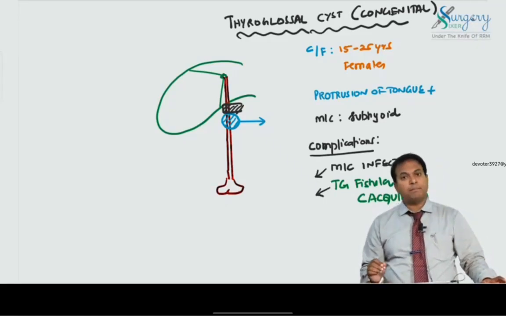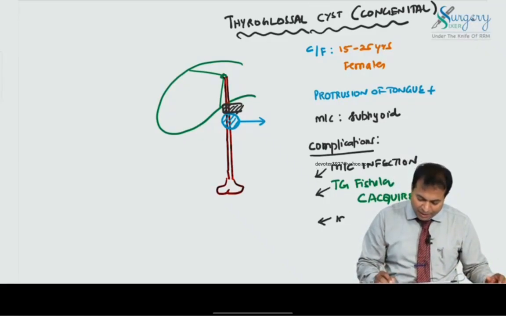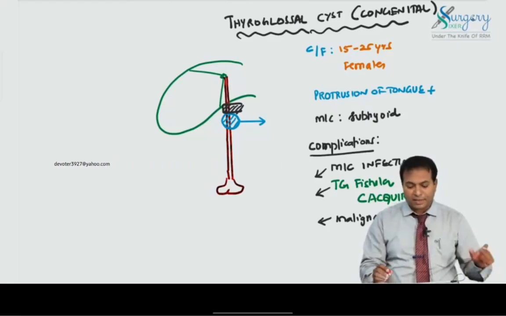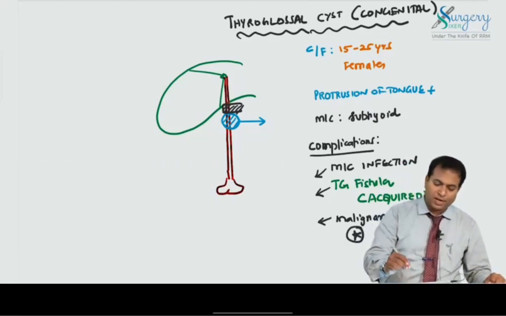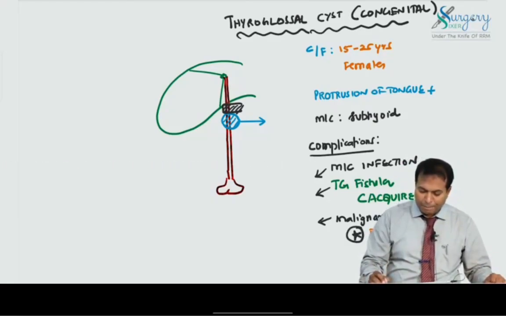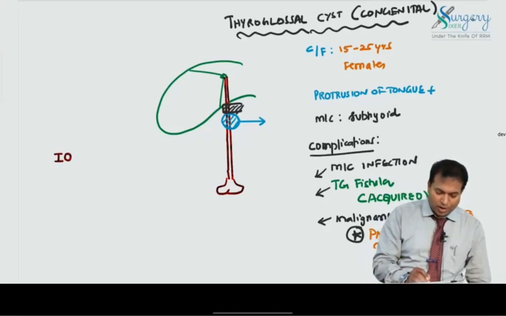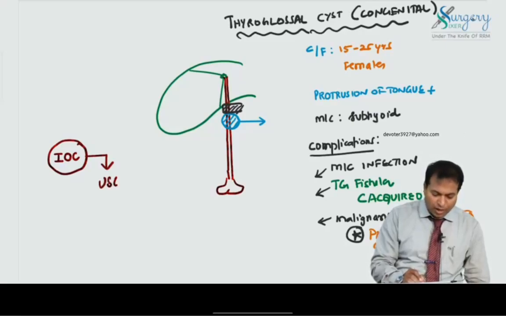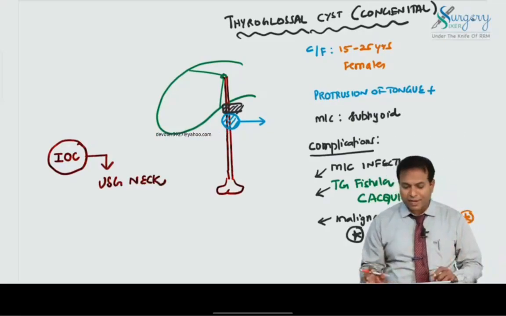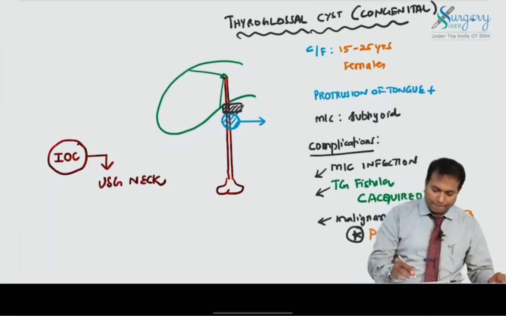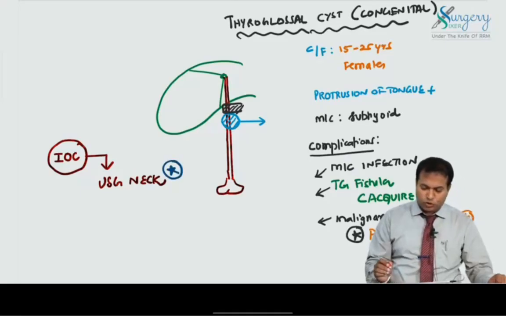The other important complications are thyroglossal fistula and malignancy. Malignancy is another important complication of thyroglossal cyst. This is an expected MCQ. What is the malignancy seen? It is papillary cancer. Please don't forget, the malignancy seen in thyroglossal cyst is papillary cancer. The investigation of choice for thyroglossal cyst is ultrasound of the neck. Ultrasound of the neck is enough to diagnose thyroglossal cyst.